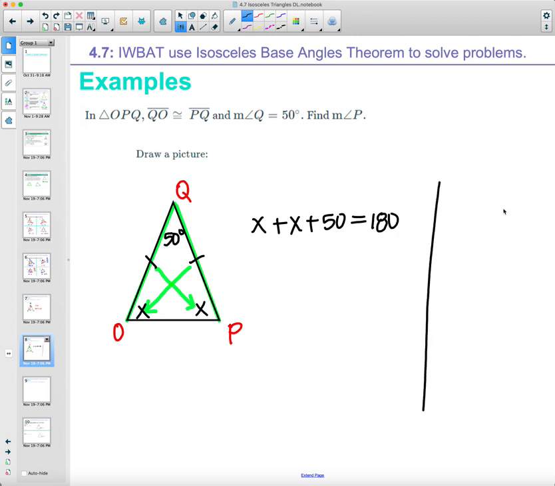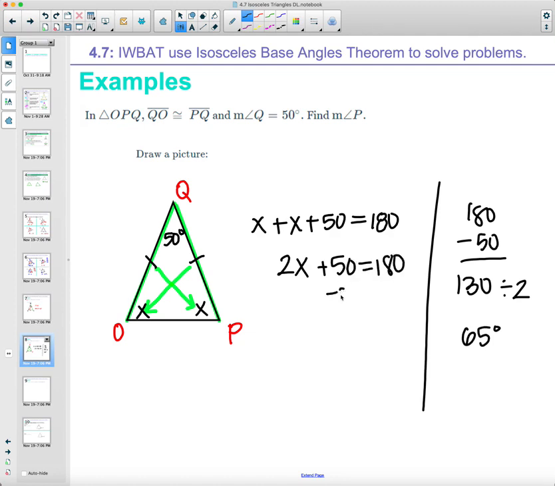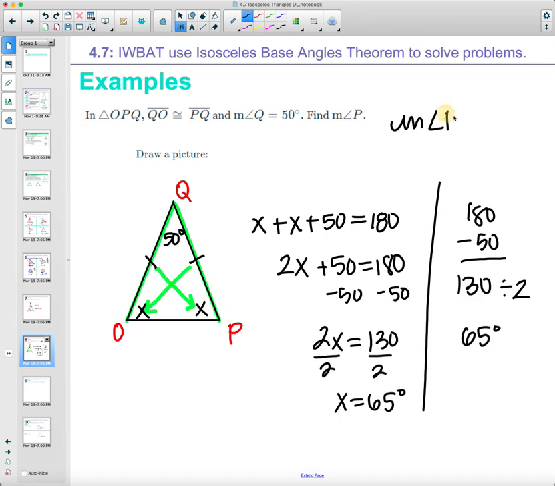Sometimes, since this one is just a number, people will do 180 minus 50 to get 130, and then these two angles need to be identical, so then just divide that by 2 to get 65 degrees, which is going to be the same thing here because you're going to do x plus x to get 2x. Then you're going to subtract 50 from both sides to get that 2x equals 130. Then you're going to divide both sides by 2, getting to 65 degrees as well. So the measure of angle P is 65 degrees.